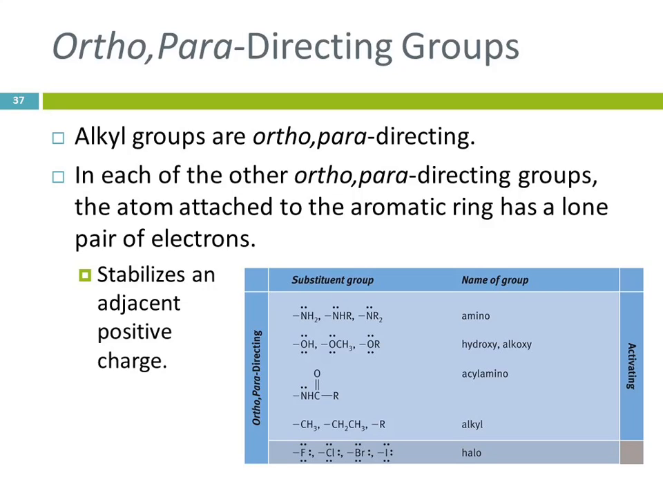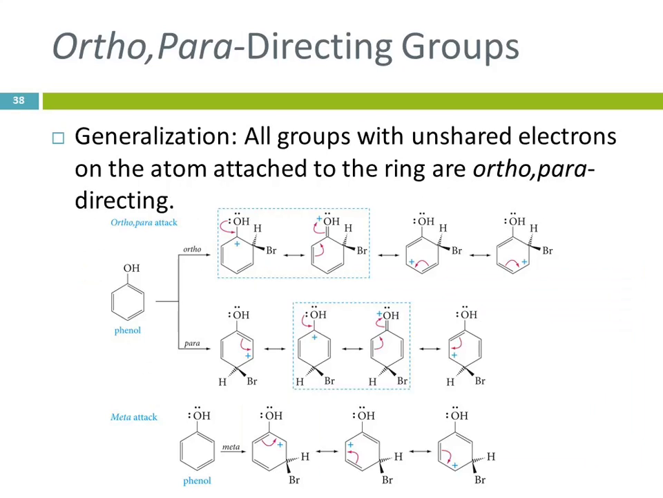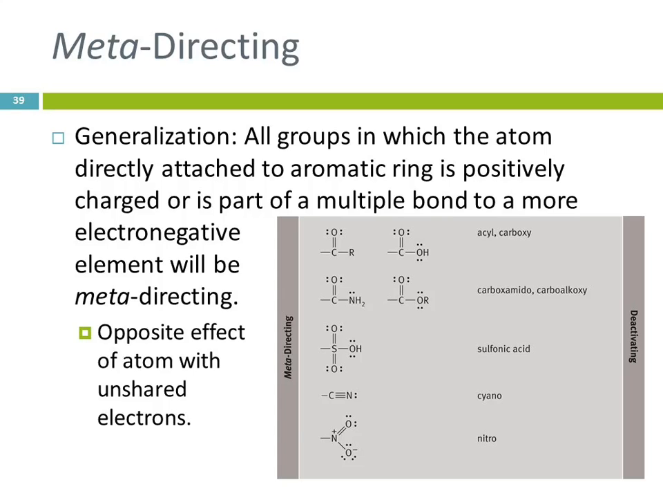So the division here is that the ones with lone pairs and just the plain old alkyl groups, no double bonds, these are ortho-para-directing. The meta-directing ones have multiple bonds to electronegative elements. So we've got oxygens and nitrogens bonded with multiple bonds to the atom. And those are the meta-directors.